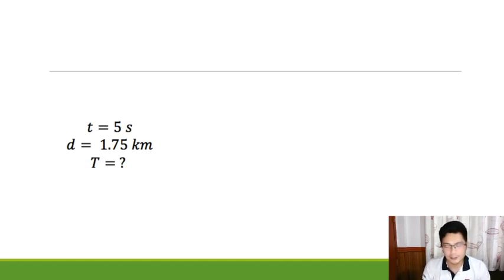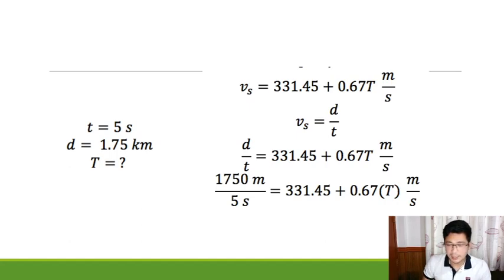So, ito, medyo madali. Hindi na natin kailangan ng visualization. Given sa atin, time is equal to 5 seconds. Ang distance natin is 1.75 kilometers. So, apply lang din natin yung ginawa natin kanina. Kasi hindi rin given yung actual sound velocity natin. So, we're just going to use the same method na ginawa natin kanina, wherein, sinubstitute natin yung velocity as distance over time.